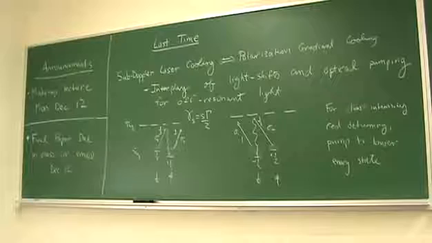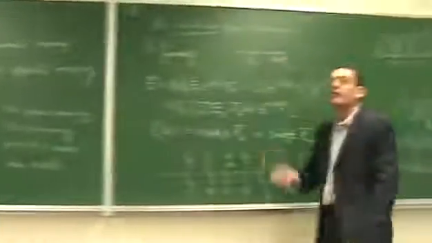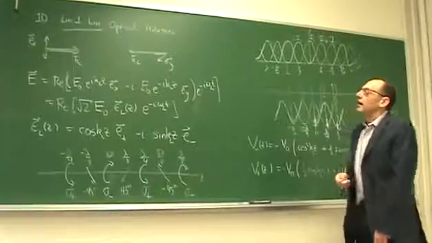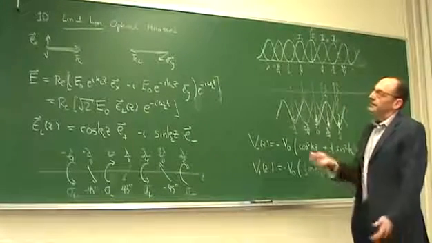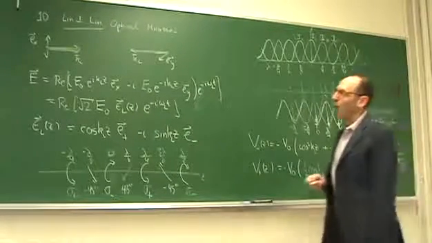The most famous and important example of that is so-called lin-perp-lin optical molasses. So lin-perp-lin optical molasses is thinking about optical molasses where the polarization of the beams is not the same. In this case, they're perpendicular to one another.